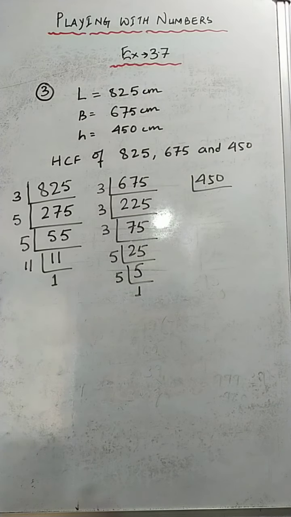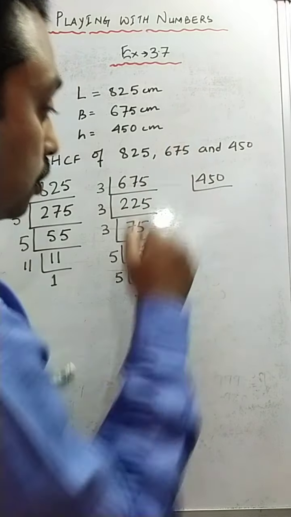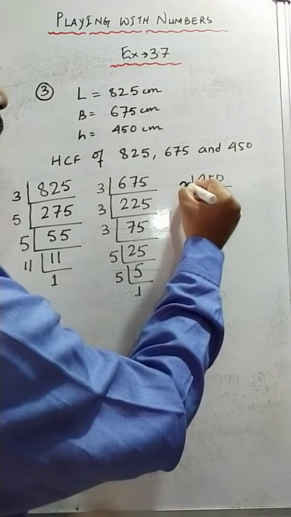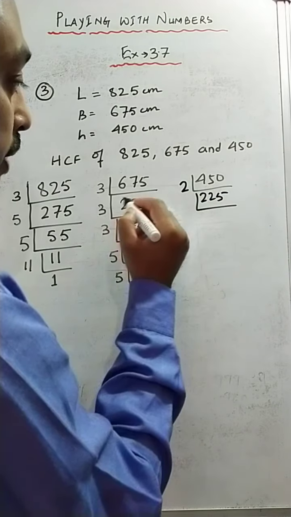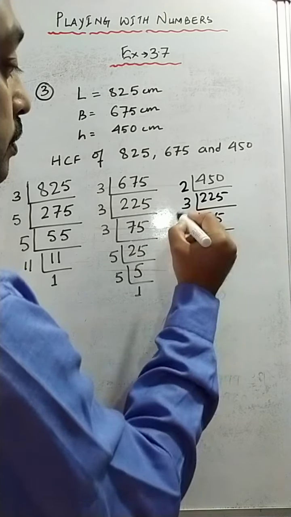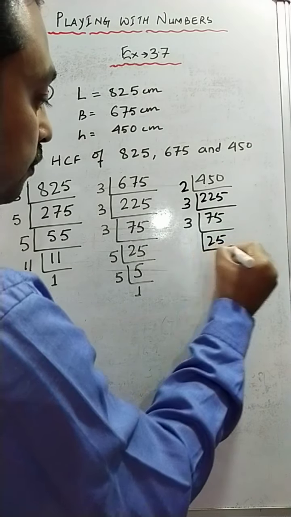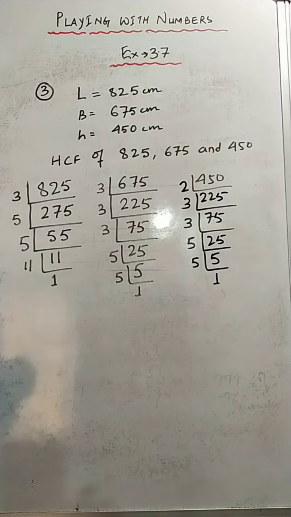Fine. Now what about the last number, 450? It is divisible by 2 because the last digit is 0. So we'll divide this number by 2. So it will be 225. Now it is divisible by 3, giving 75. Again it is divisible by 3, giving 25. Now 5 5s are 25 and 5 1s are 5. So this is all about the prime factorization of all the numbers.